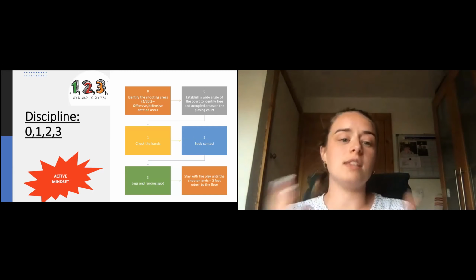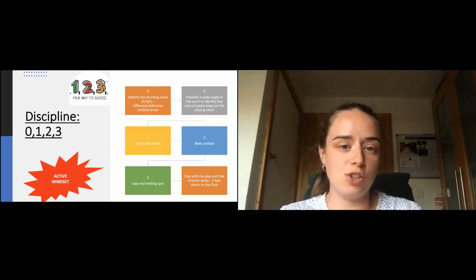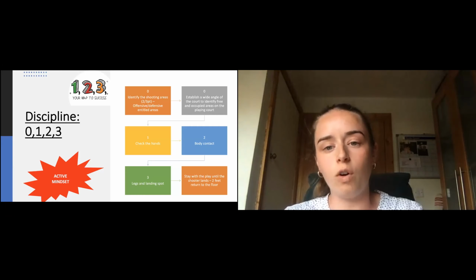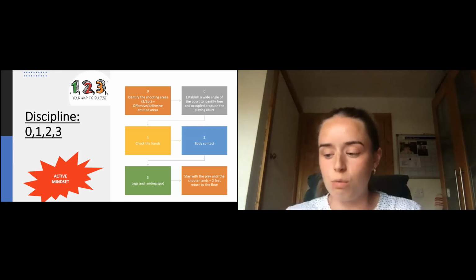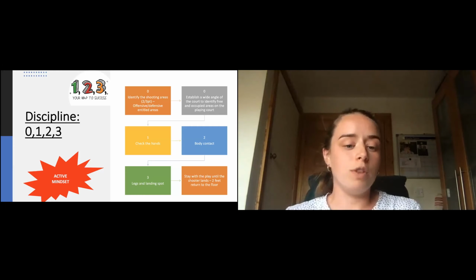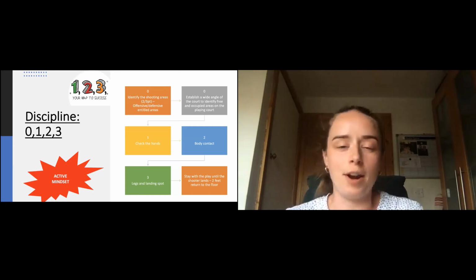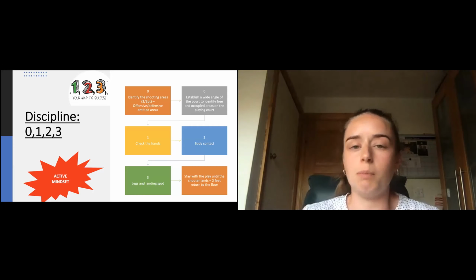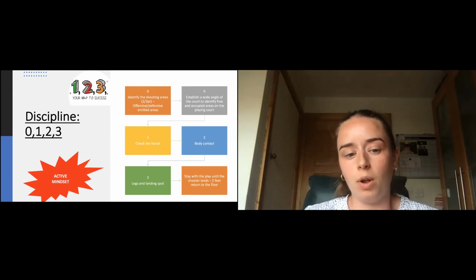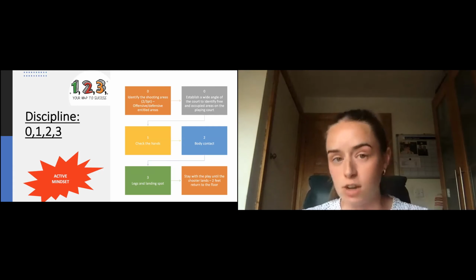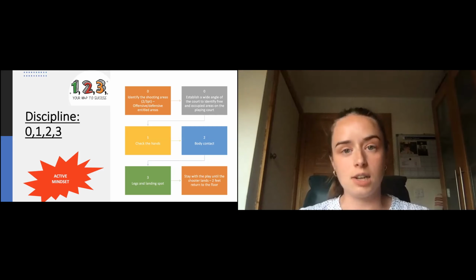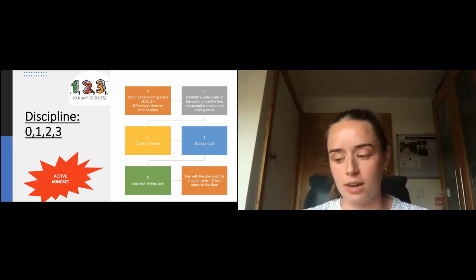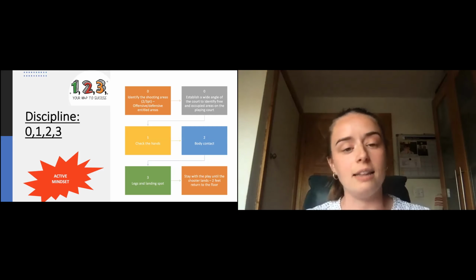When doing this whole process, this whole discipline procedure of 0, 1, 2, 3, it involves an active mindset. So some of us may not be aware of the term active mindset, or we might have heard it, but we aren't 100% sure of exactly what it means. But realistically, it's a very simple concept. So in basketball, we are physically active. Our feet are moving, our hands are, our legs are moving, so we're constantly getting into position. Our minds are exactly the same.